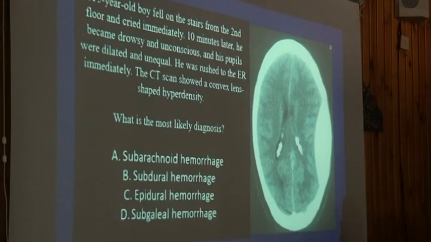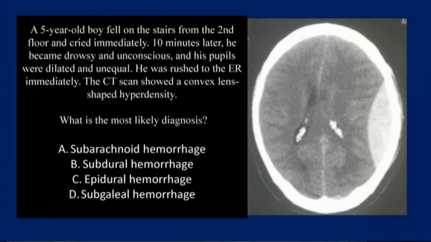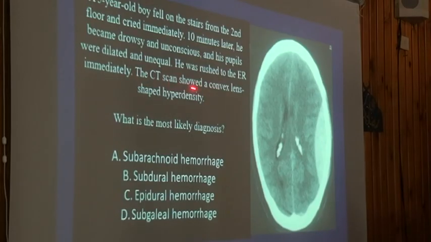So let's do head trauma. A 5-year-old fell on the stairs from the 2nd floor and cried immediately. 10 minutes later he became drowsy and unconscious. His pupils were dilated and unequal. He was rushed to the ER immediately. The CT scan showed biconvex. What is the most likely diagnosis? Subarachnoid hemorrhage, subdural hemorrhage, epidural hemorrhage, or subgaleal hemorrhage? Epidural. Perfect.